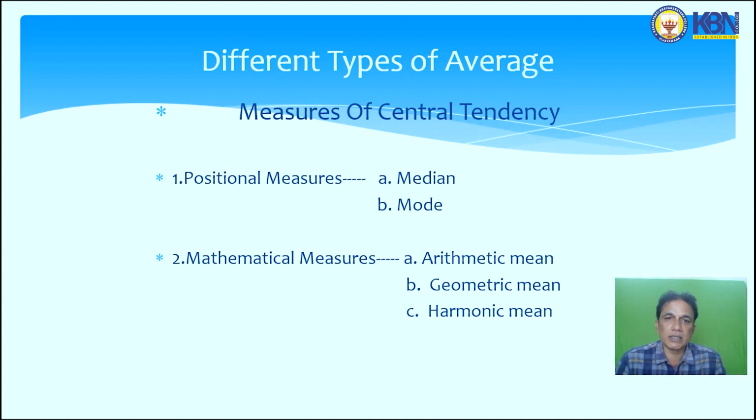First, the types of central tendency are classified into two categories: positional measures and mathematical measures. What is a positional measure? What is a mathematical measure? Under positional measures we have two methods: one is median, the second is mode. Under mathematical methods we have three methods: arithmetic mean, geometric mean, and harmonic mean.